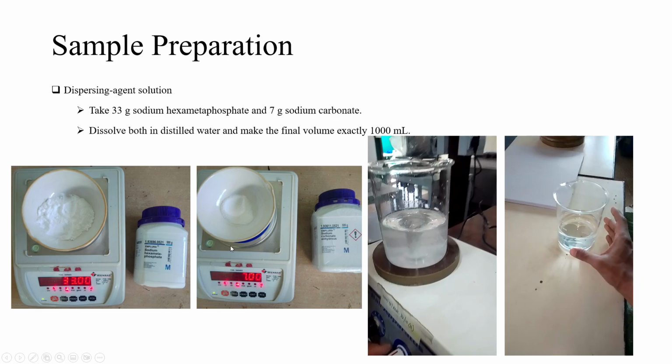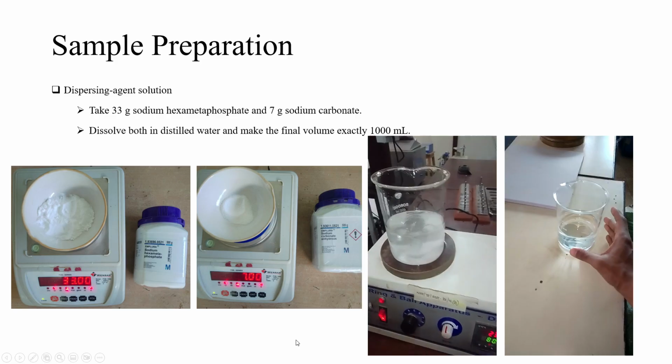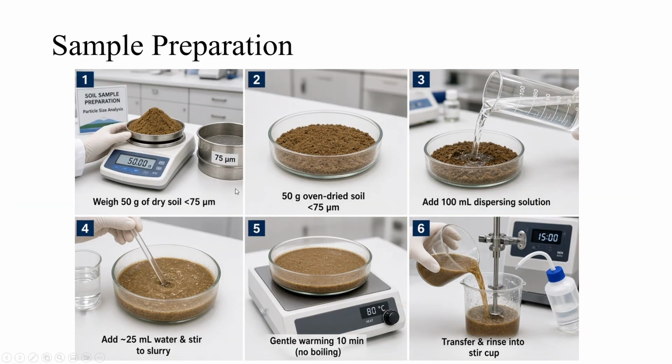So we understood how to prepare the dispersing agent solution. The next step is to prepare the soil sample. First take 50 gram of soil passing through the 75 micron sieve. Now add 100 ml of dispersing solution to this soil and then add approximately 25 ml of water. Thoroughly mix it and make a slurry. Just warm it, not boil it, for 10 minutes at 80 degrees Celsius. Then again mix it with the help of a mechanical stirrer.